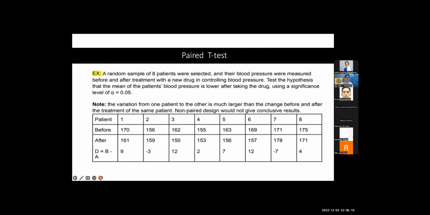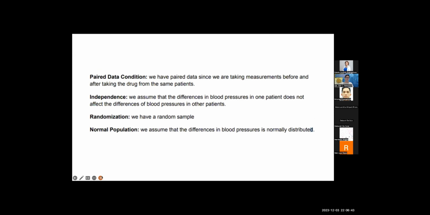3 rows and then 9 columns. As you can see, we have 8 since we are using 8 patients. So we have 8 subjects here. And then you have the before and after. So before, the systolic blood pressure taken among the 8 samples before taking the medications. And then yung after naman, the third row is their systolic blood pressure after taking the medication. Okay. So I'll proceed to the next, Doc.